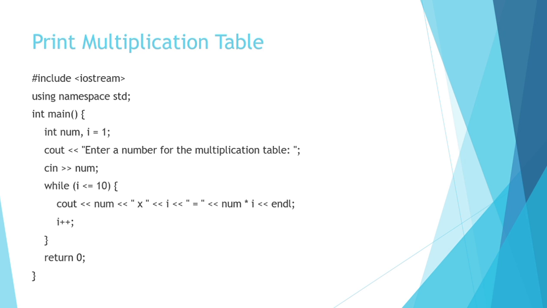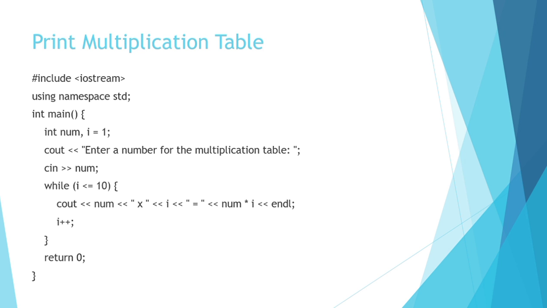Condition: while (i <= 10). This while loop will continue executing as long as i is less than or equal to 10. The loop will run exactly 10 times. Initially, i is 1. After each iteration, i will be incremented by 1, using i++, and the loop will stop when i exceeds 10.